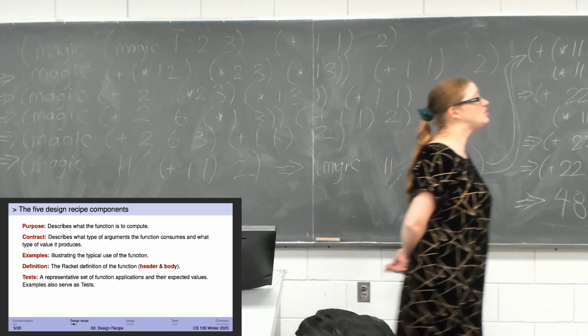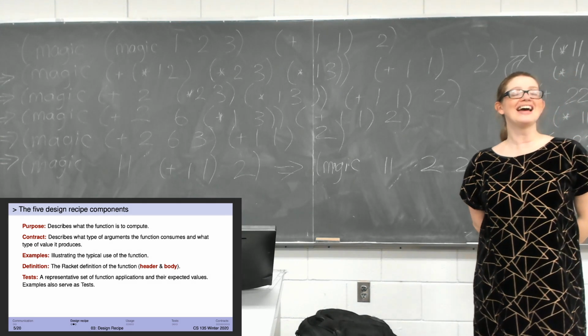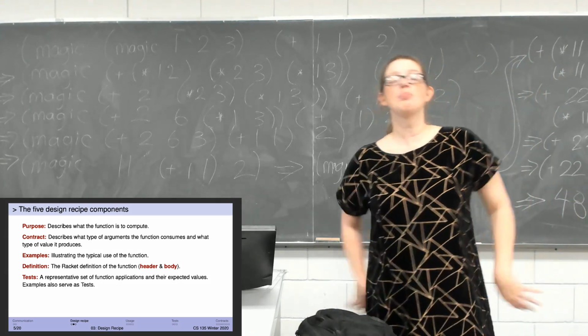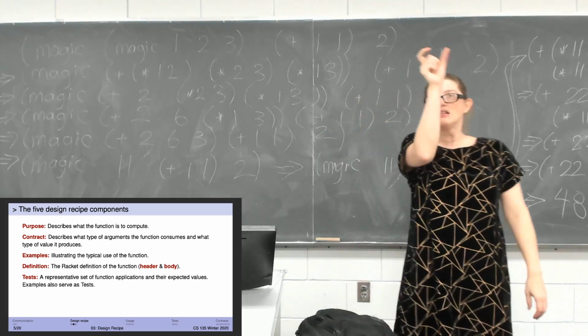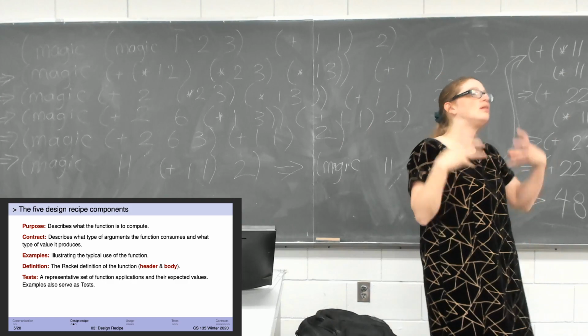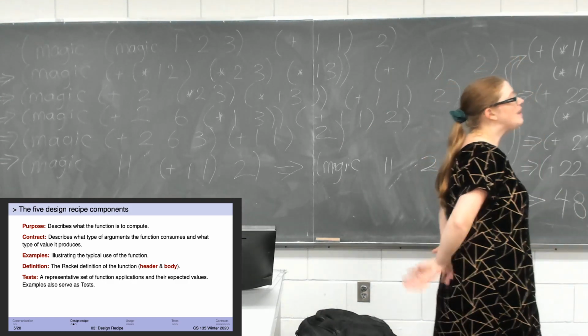Then we have the definition. So the Racket definition is part of the design recipe. Your code is part of the design recipe. And that is the header. The header of your function is the part that binds the name and parameters, or the parameters to the name. So that's the little line: define, name, params. That's the header. And then the body is the actual meat and potatoes of the function. So we have the definition of the function.